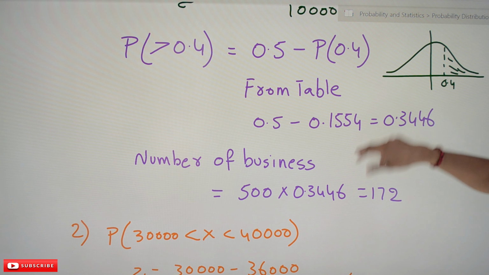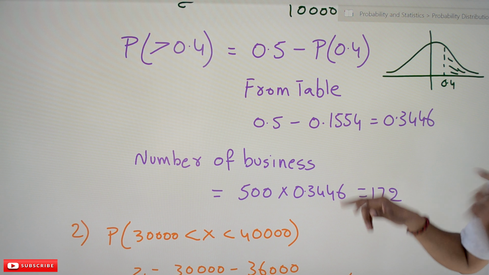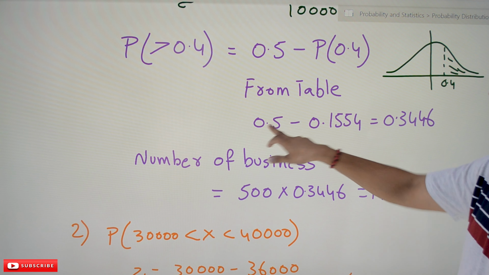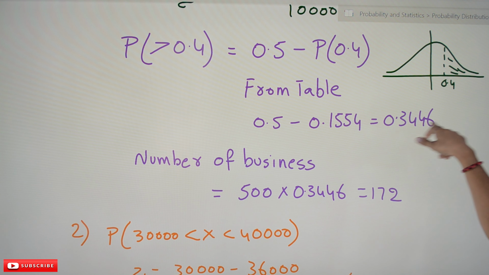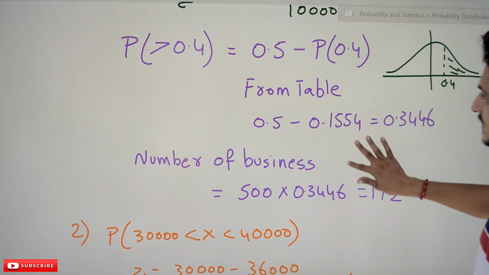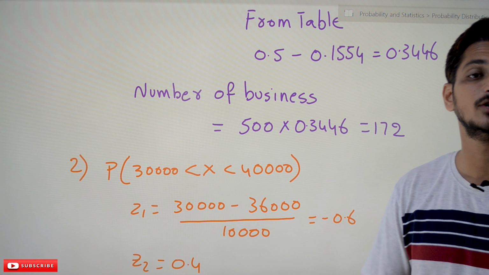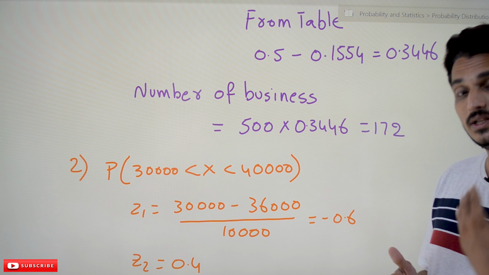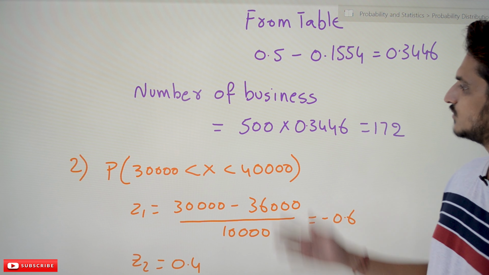0.5 minus the probability of 0.4 from the table. So apply 0.4, you have to check the table and find the probability value. How to check the table? The table is provided in our previous classes. 0.5 minus 0.1554, the probability of 0.4 is given as 0.1554, so finally we got 0.3446. The number of businesses is 500 multiplied by 0.3446, which is 172. Approximately 172 businesses have average sales above 40,000. That is what our first question is.